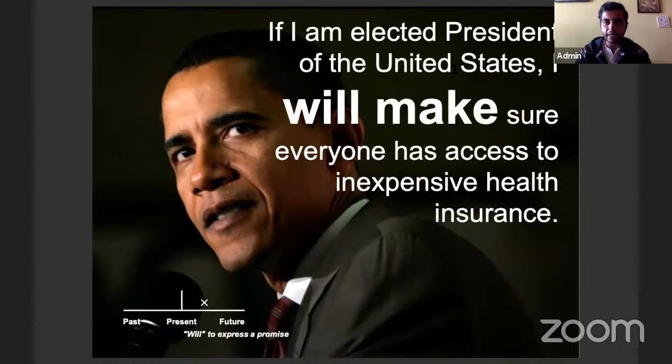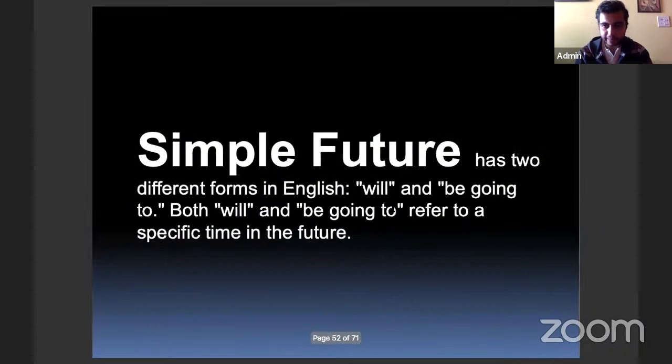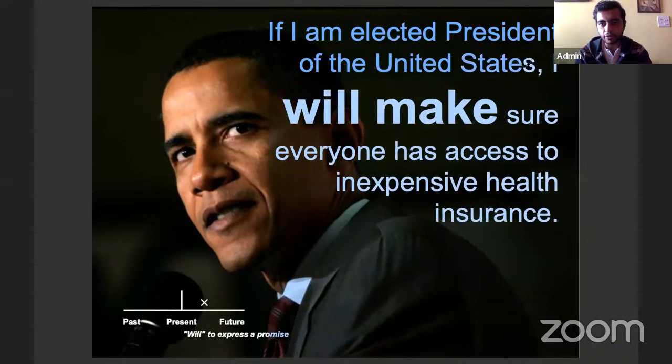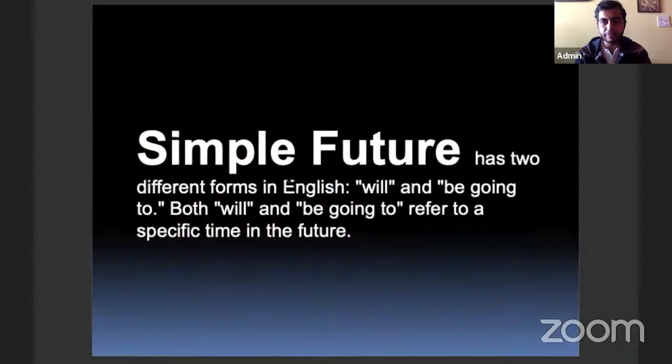Like, if I am elected President of the United States, I will make sure everyone has access to inexpensive health insurance. This is something in a specific time in the future, after election as the President of the United States. When I am elected President, if I am elected President, this is a specific time in the future. I will. This is simple future.